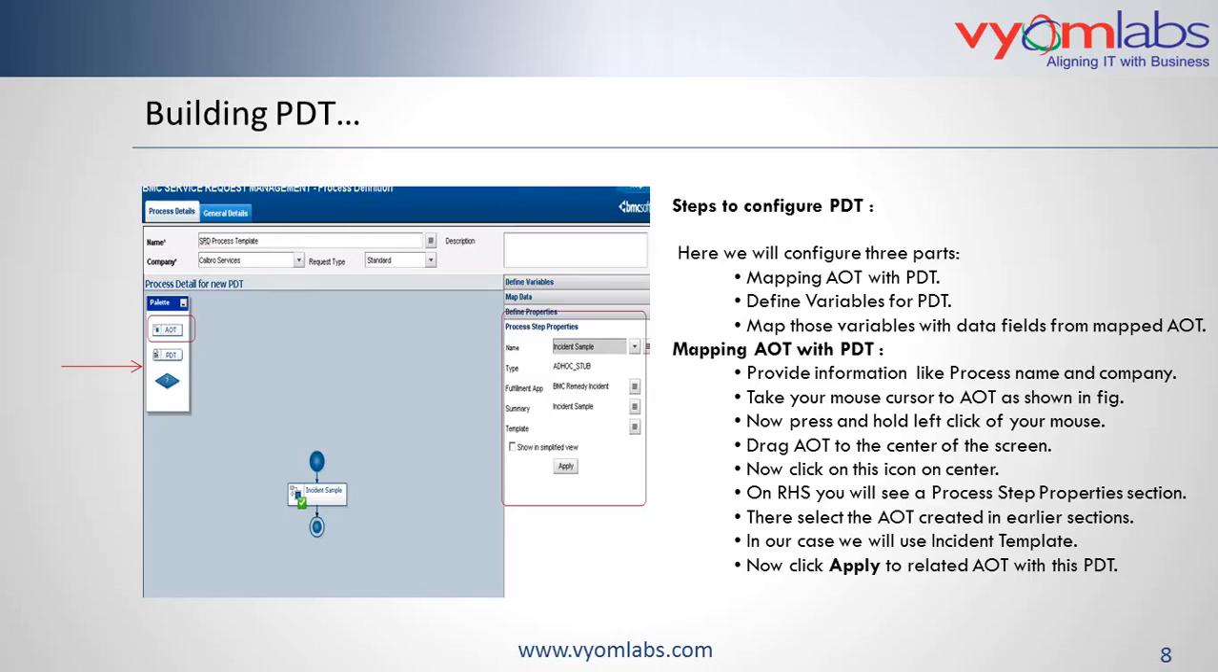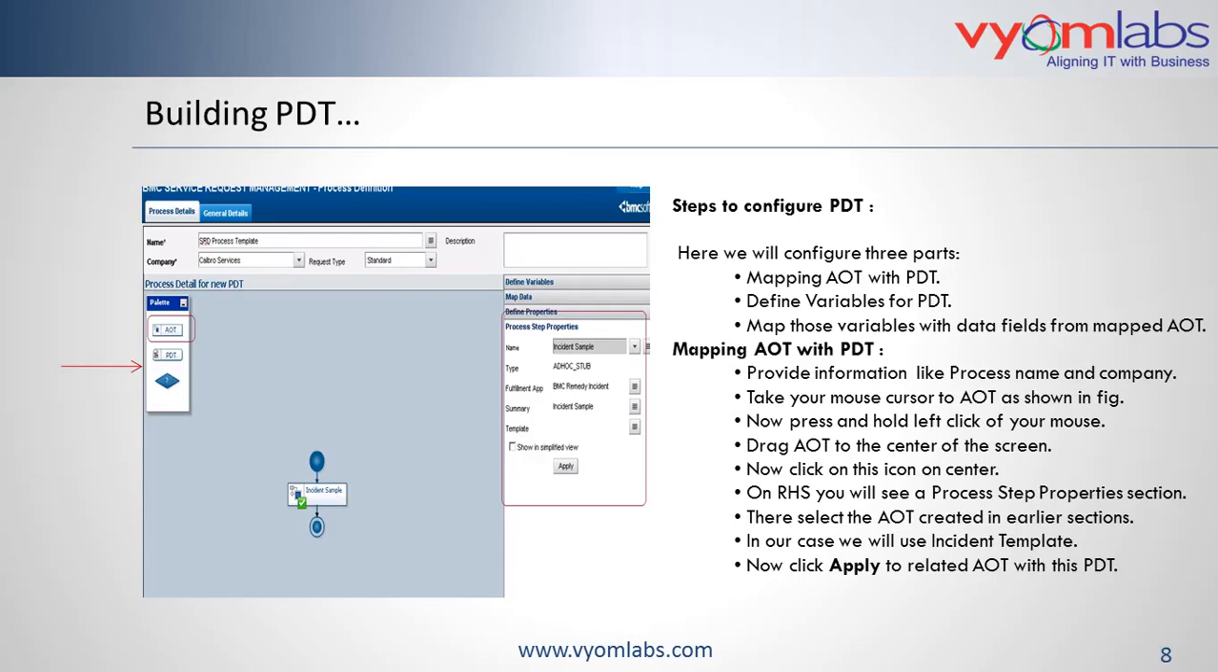Now this is the form of a PDT which you will see when you click on the create button. You can see we have also provided these steps to configure the PDT. Here we have to basically configure 3 parts. One is mapping AOT with PDT. Then we have to define variables for PDT and map those variables with data fields from the mapped AOT.